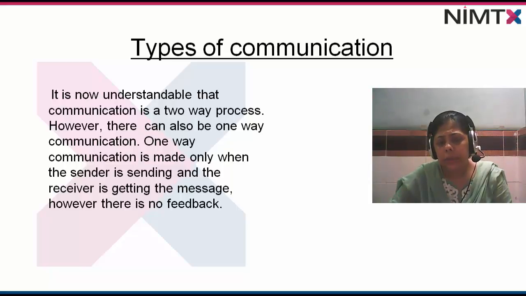It is now understandable that communication is a two-way process. However, there can be one-way communication also. One-way communication is made only when the sender is sending and the receiver is getting the message. However, there is no feedback. So any kind of communication wherein there is no feedback, where somebody has been told to do something and they have not been asked for an advice or a suggestion, can be one-way communication.